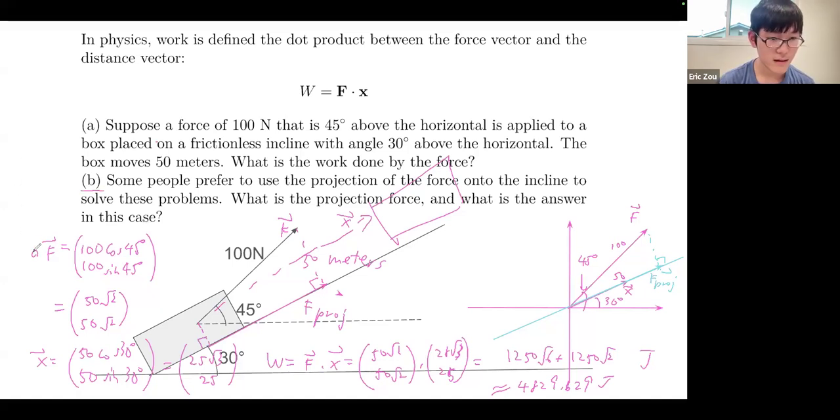All right, let's look at part B now. This is part A. Maybe you want to take a screenshot of this because I'm going to erase this for part B.